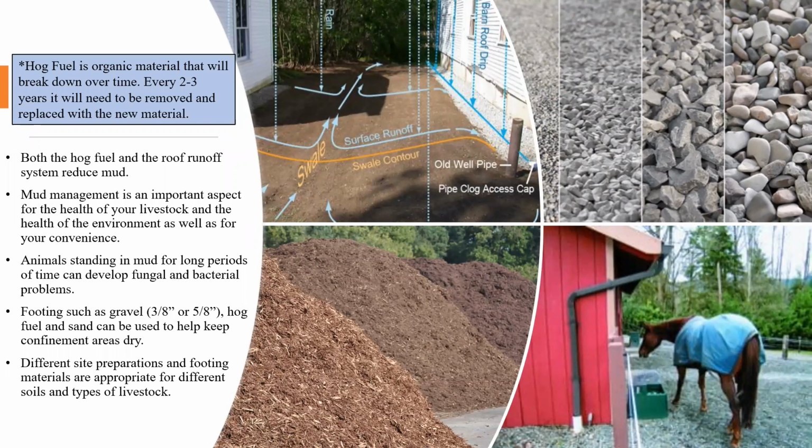So on this slide, we're going to talk about the different products. Hog fuel is an organic material that will break down over time. Every 2 to 3 years, it will need to be removed and replaced with new material. Both the hog fuel and the roof runoff system reduce mud, in the picture up on the top.